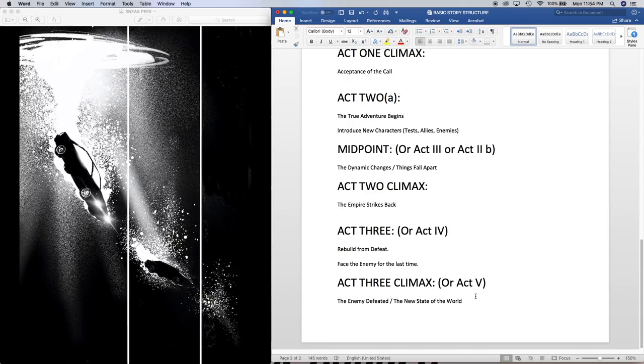The new state of the world is, the fancy word is the denouement, but what it really means is we need to see how the world of the story has changed because of the events of the narrative. If everything is the same at the end of Act 3 as it was at the beginning of Act 1, then the story isn't really working, because there has to be some permanent change in the world of our narrative.